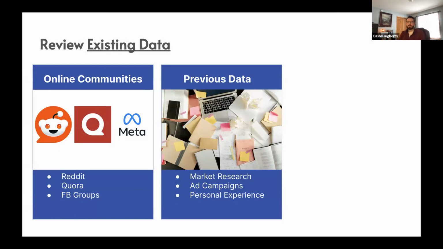And then the last one here is previous data. So maybe you've done some market research in the past that you can draw upon. You might have run some ad campaigns in the past and gotten a sense of what's worked, what hasn't worked, or any personal experience you might have. So maybe you've worked in this industry before, or maybe you have friends who've worked in this industry. All this is data that you can use, and you can pull pieces together to begin to build that idea of who your target audience is, and start to form hypotheses and assumptions about who you think they are.